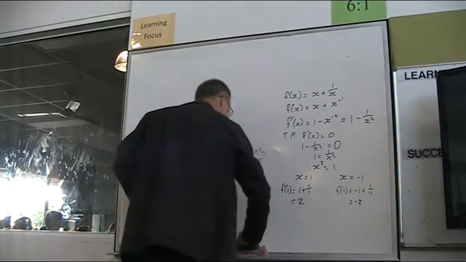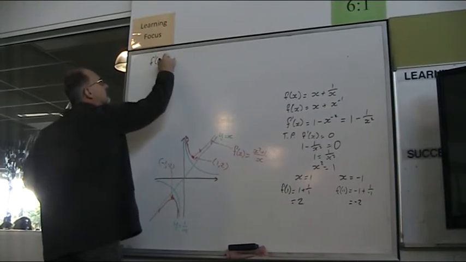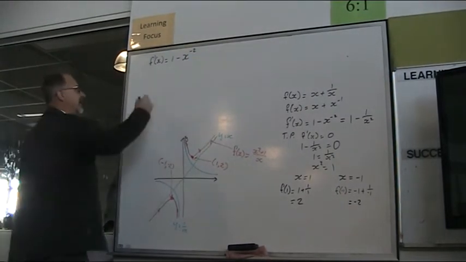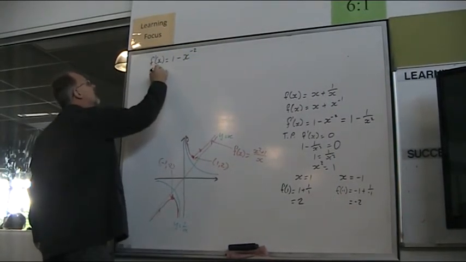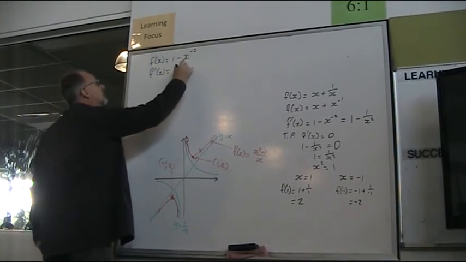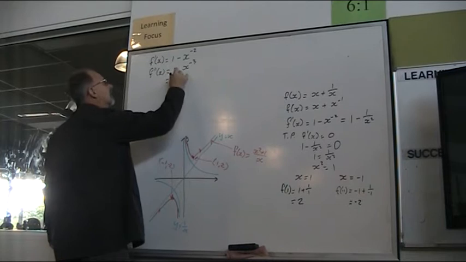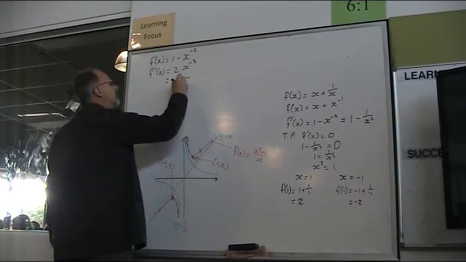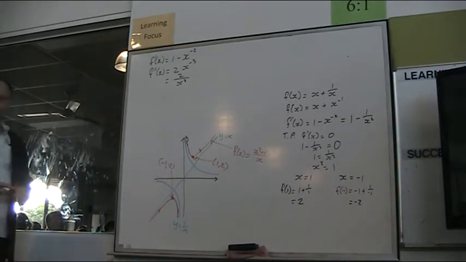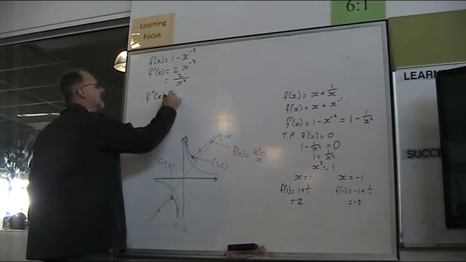So for our first derivative, I'll write it in index form: 1 minus x to the minus 2. Differentiate that again. f double dashed x: 1 becomes 0. Bring the power down, so it's positive 2x to the minus 3, which of course can be written as 2 on x cubed. Now, points of inflection would occur when f double dashed x is equal to 0.